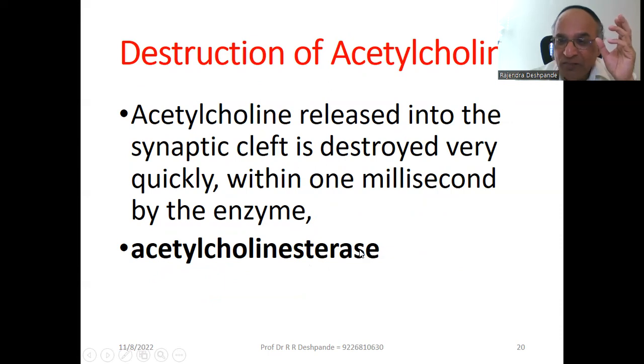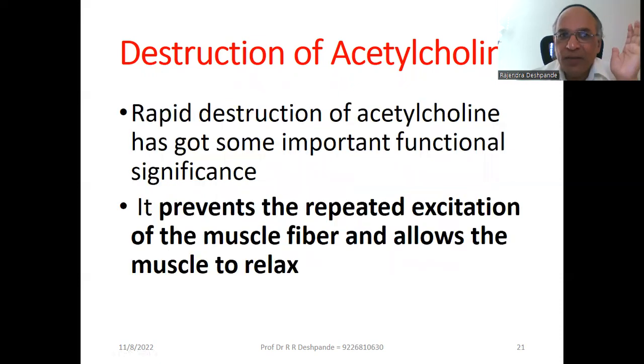The suffix -ase always indicates an enzyme. This enzyme, acetylcholinesterase, is for the destruction of ACH after its work is over. Rapid destruction of ACH, that is acetylcholine, has important functional significance. Why? Because it prevents the repeated excitation of the muscle fiber and allows the muscle to relax.